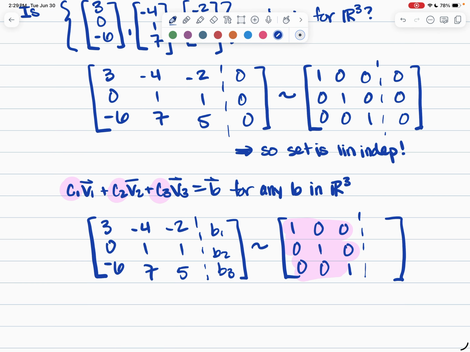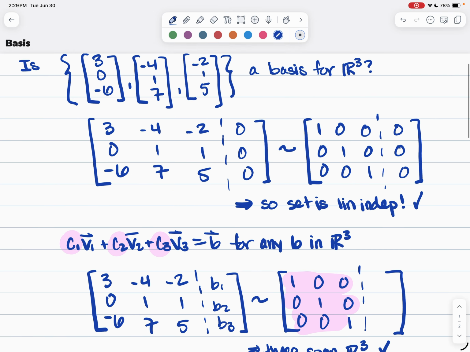I guess I should write that down. So these do span R3. And so we have a linearly independent set that spans our subspace, which means we have a basis. So this is actually a basis for R3.